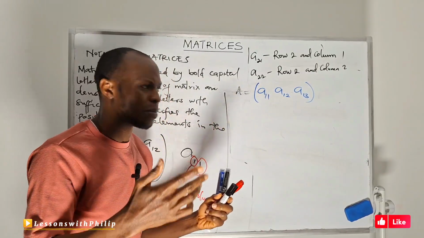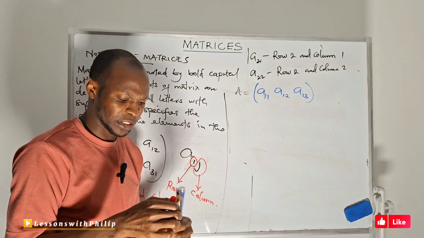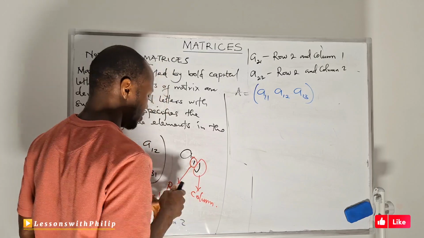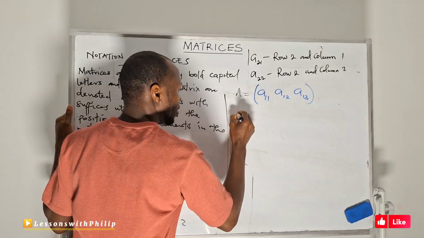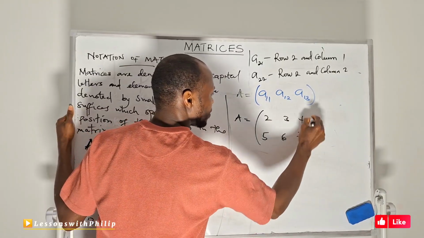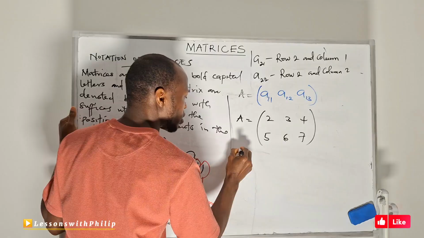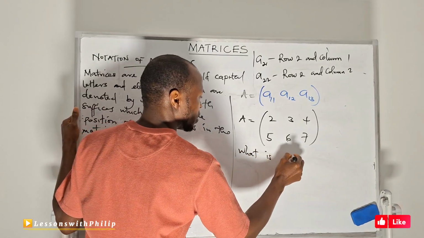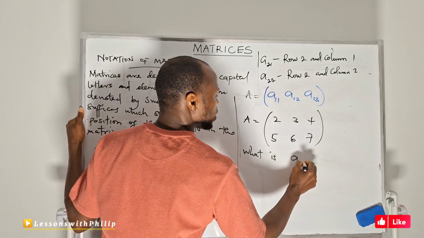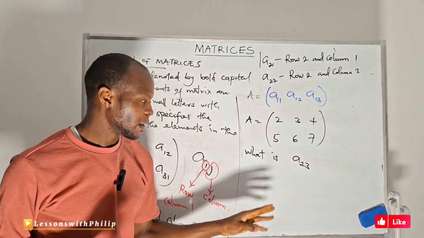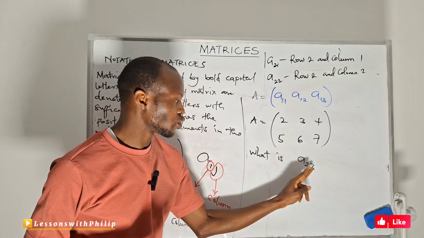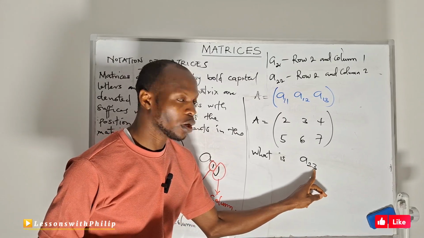Okay, now let's do some examples about notations of matrices. If I have a matrix like this, e.g., A equals to 2, 3, 4, 5, 6, 7, and I ask you, what is A23? A subscript 2 and 3. Can you identify A suffix 2, 3? You just go to row 2, column 3.